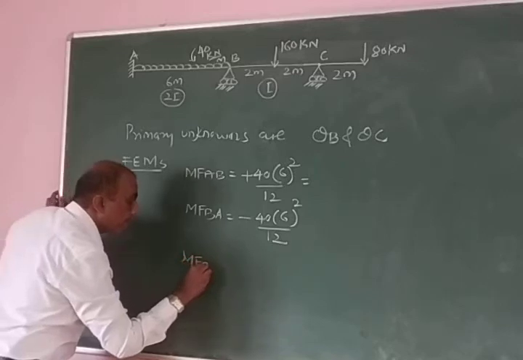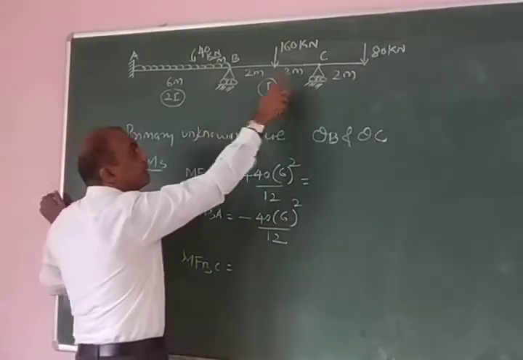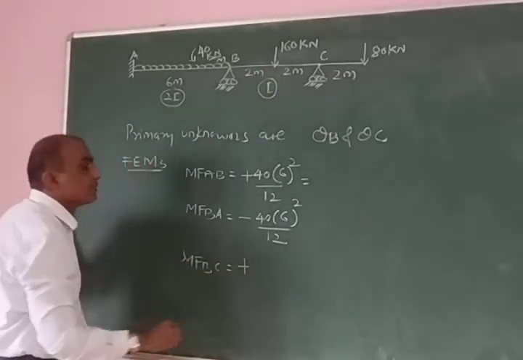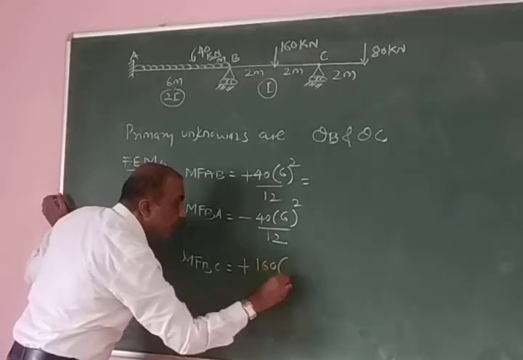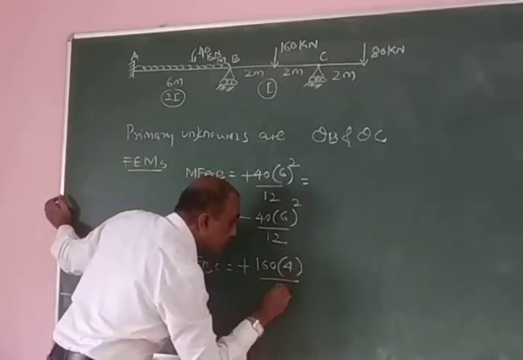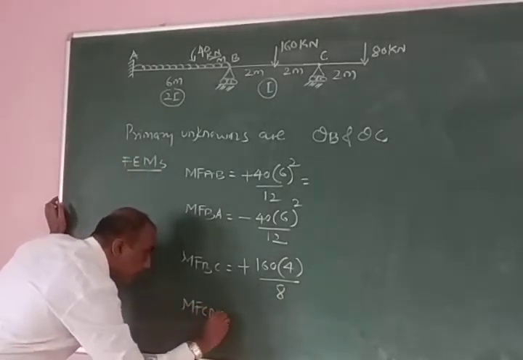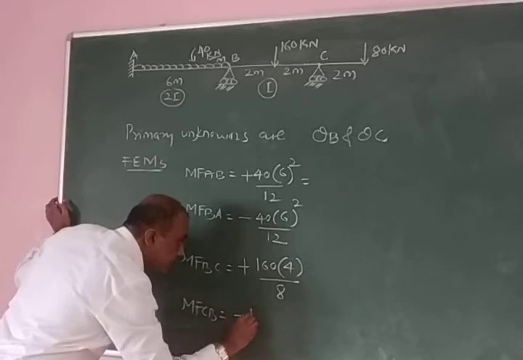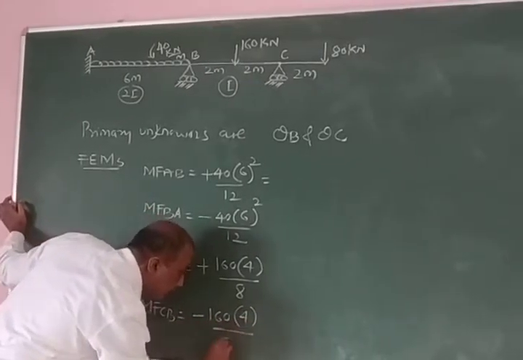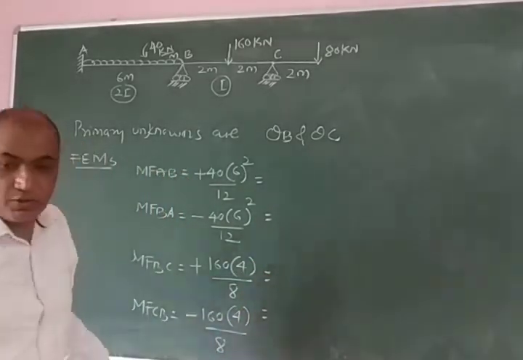MFBC, you can do the calculations. MFBC, the load is acting at the center, so the formula is plus WL by 8, where W is 160, L is 4, WL by 8. MFCB is equal to minus WL by 8. So the values you can calculate, I have already calculated. I will write down the values.